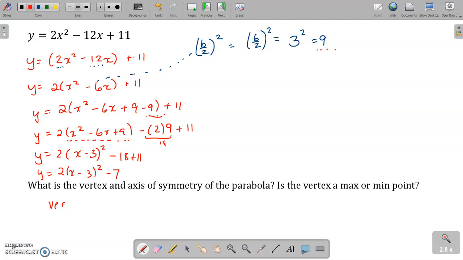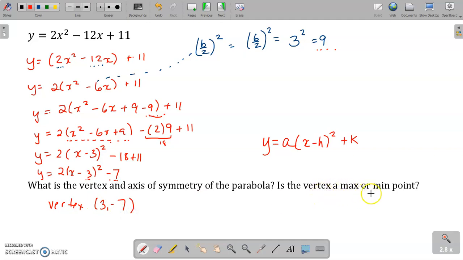So here with the vertex form, again, remember the general form of a vertex equation is y equals a x minus h squared plus k. So you have to remember that form. So the vertex is the h and k. So in this case, it's 3 and negative 7.